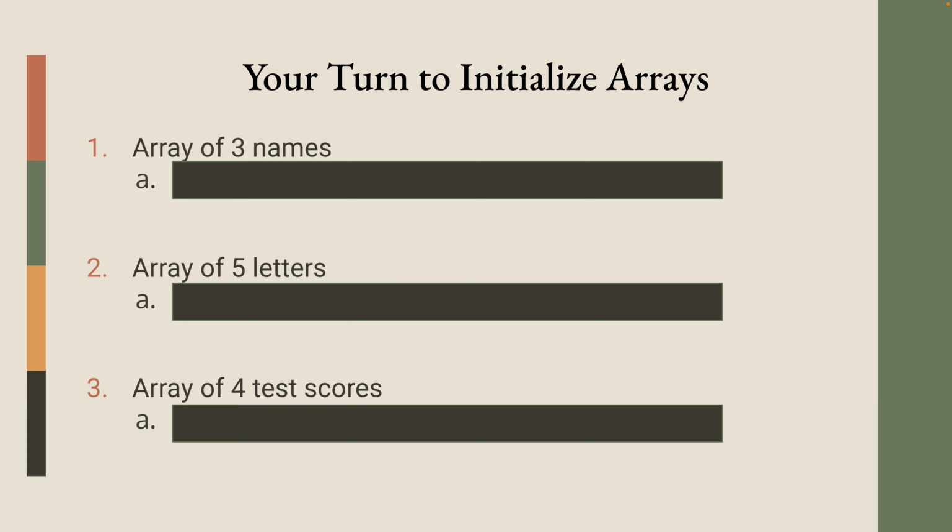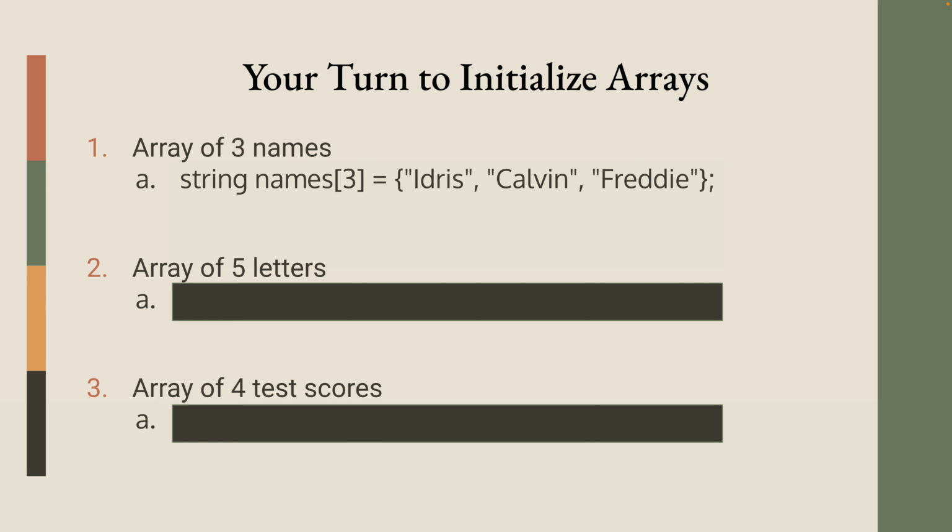I think people are on the right track. So, array of 3 names, what will this look like? I used some names from earlier today. How does it know whether it's a word versus a variable? A lot of times people forget these quotes. So it just looks like Idris, and it will think, what variable is Idris? We have to put it in quotes if we want it to be treated like an actual string word.